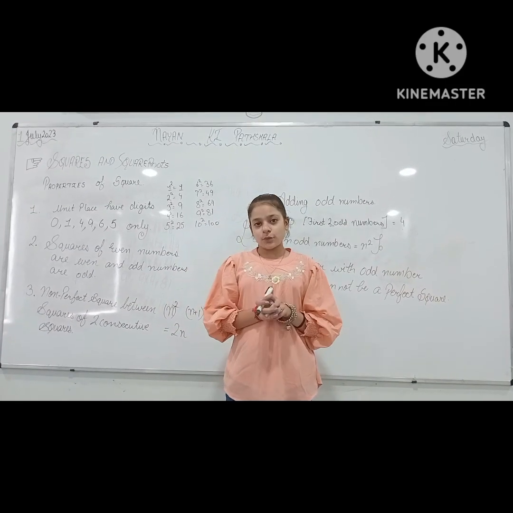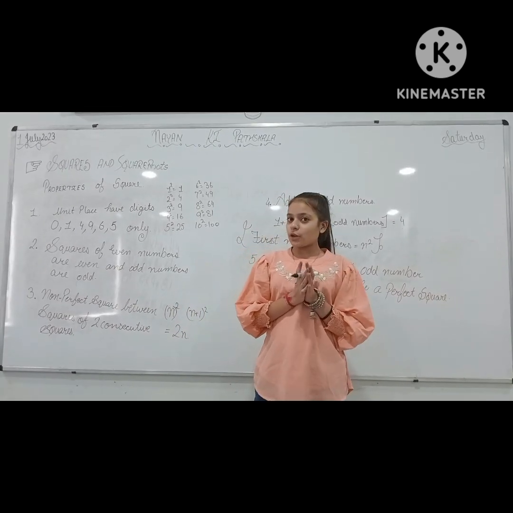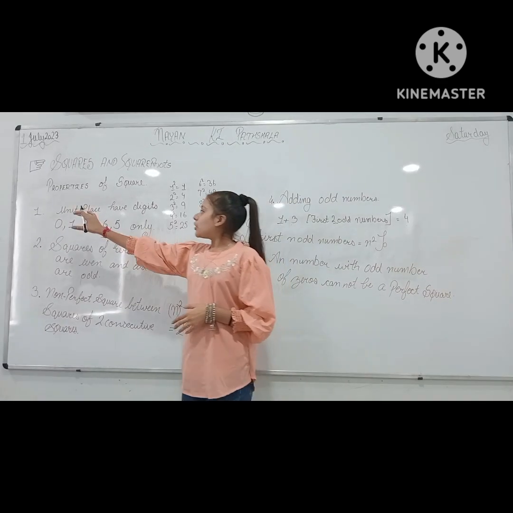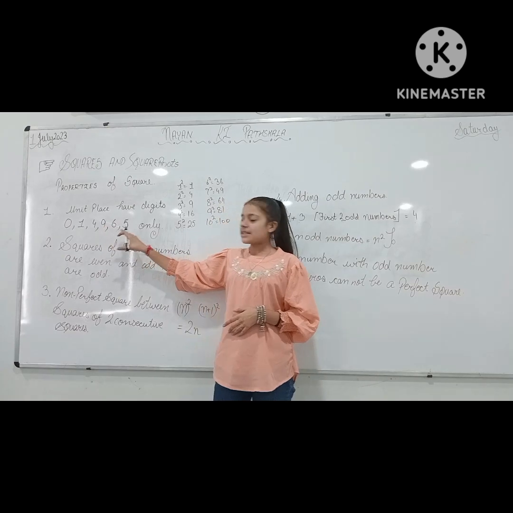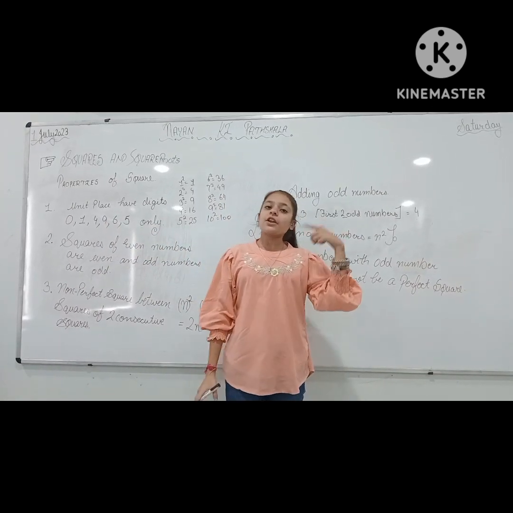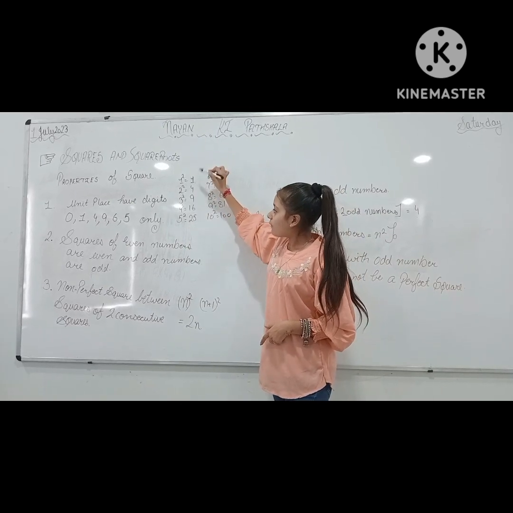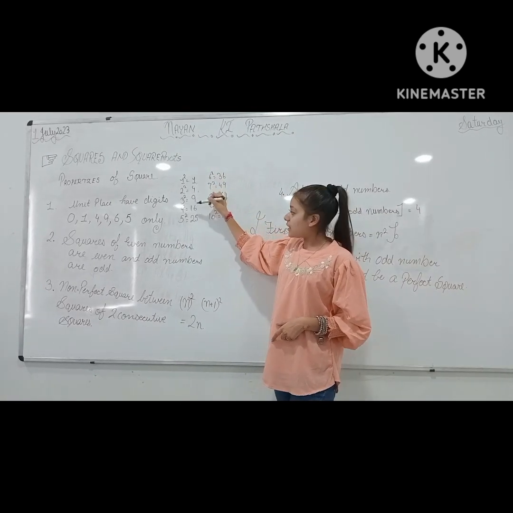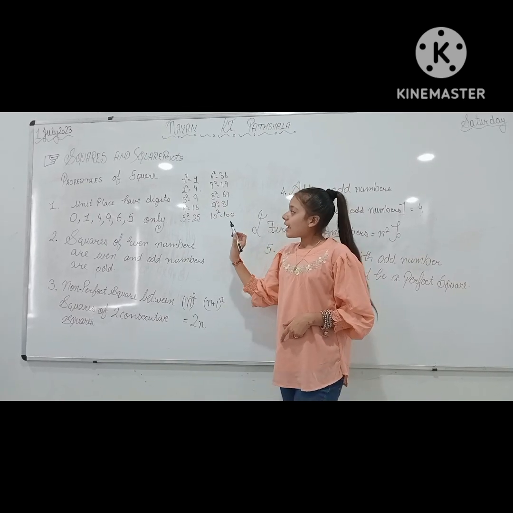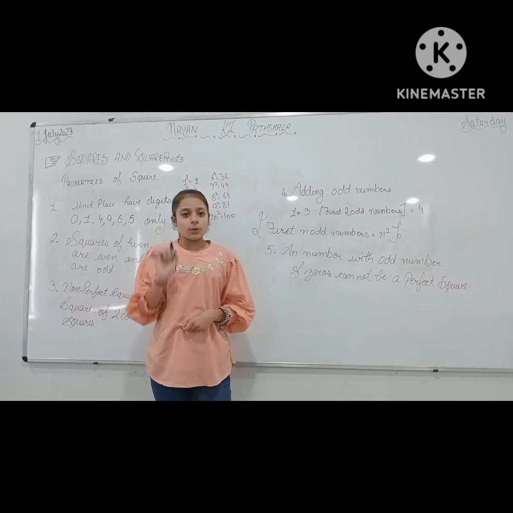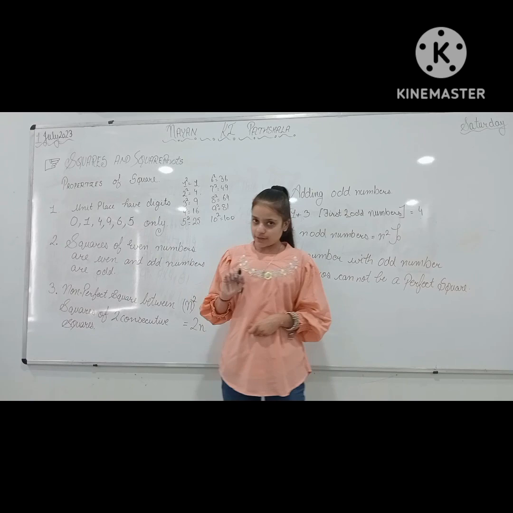Properties of square. In this video, we will study 5 properties of square. Number 1: unit place has digits 0, 1, 4, 9, 6 and 5 only. If we recall our square table, we have 1, 4, 9, 6, 5 in the unit places. In every perfect square, the unit digit will have only these numbers.